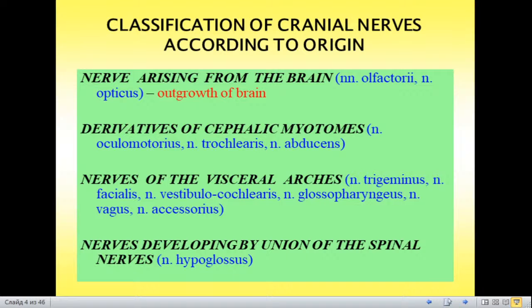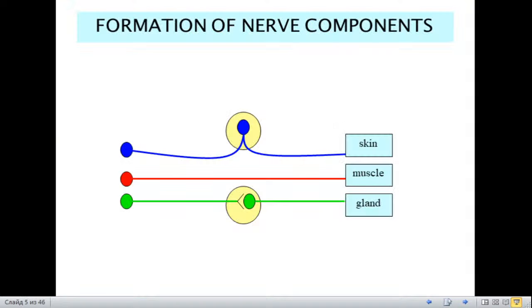Next, nerves of visceral arches. They are trigeminal, facial, vestibulocochlear, glossopharyngeal, vagus, and accessory nerve. And the last group, which includes only one nerve, is the nerve developed by union of spinal nerves. It is the 12th cranial nerve.